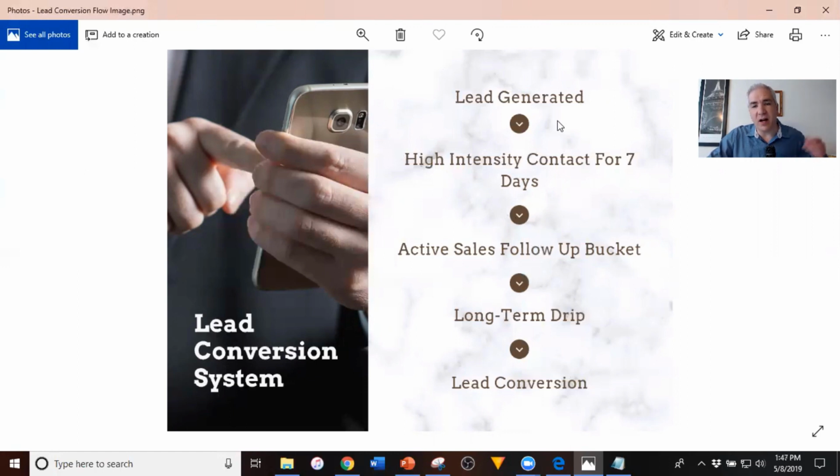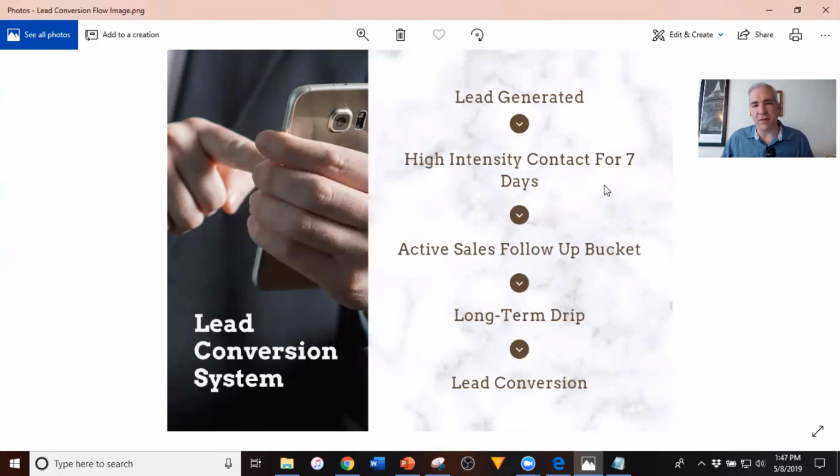So let's talk about Facebook leads or Zillow leads or anything like that. I'll talk about Facebook because that's primarily what I do. So when you generate a lead on Facebook, our objective is we want to have a high intensity contact right up front once that lead is generated. So we want to have several touch points right up front.